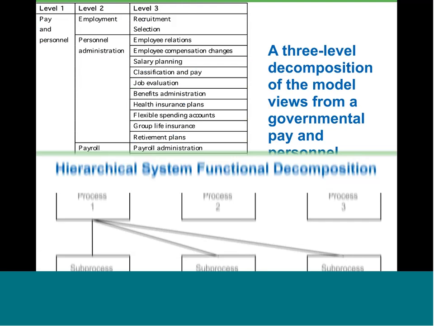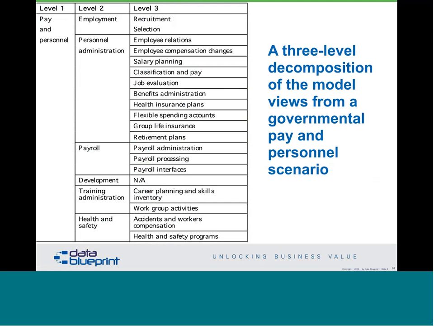Here is a decomposition of a series of model views from a government pay and personnel scenario. You can see level 1 is pay and personnel, level 2 has employment, administration, payroll, development, training, health and safety, and level 3 has the next level of decomposition there.